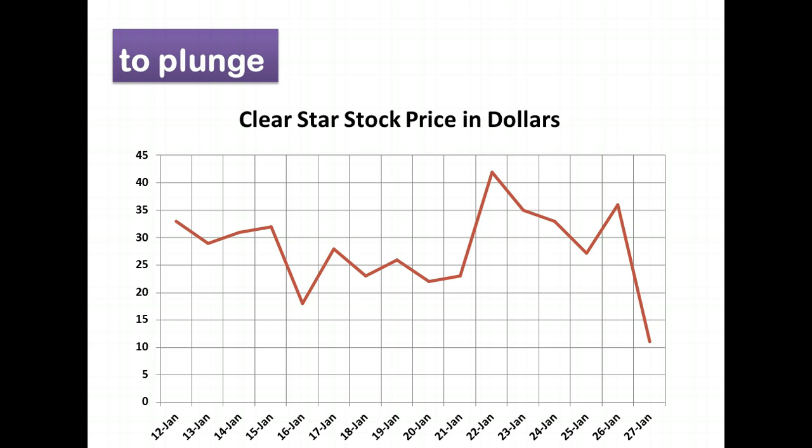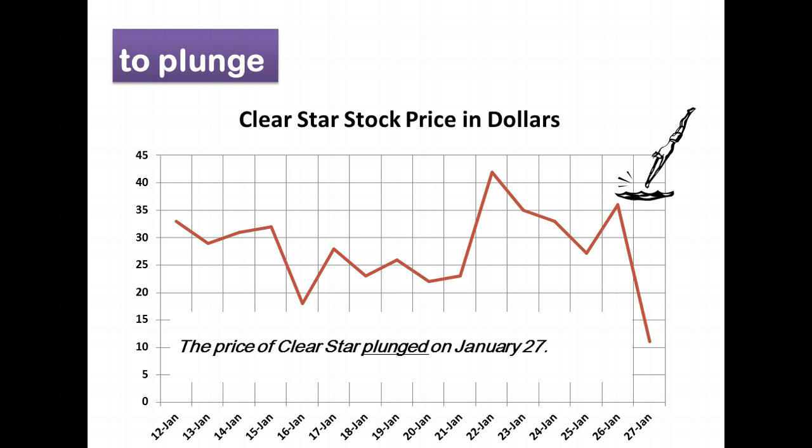So we're going to start with the word plunge to see how we can describe this dramatic drop. So plunge means to drop quickly and deeply, like someone going into the water. And we can use this as a verb, and we can say the price of Clearstar plunged on January 27th. So it's just a regular verb.